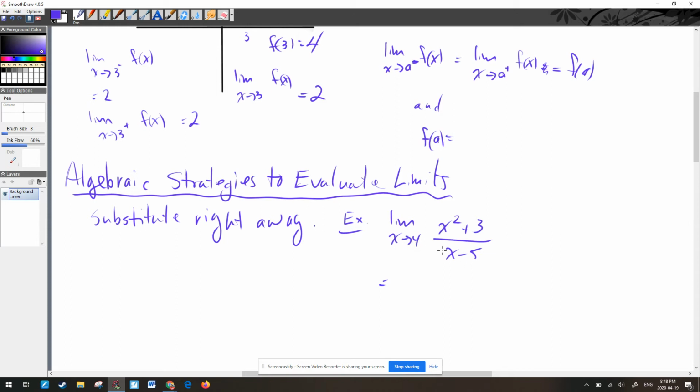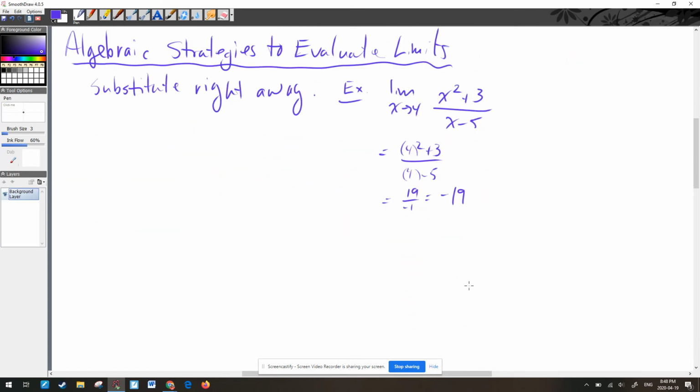So I can put this 4 value in and I can say, oh, well, that's just going to be 4 squared plus 3 over 4 minus 5. So that's 16 plus 3 is 19 over negative 1. So it's negative 19, right? So always be on the lookout for one of those tricksy questions where we think we might need to do some work. But one of the things we can do is we can substitute right away.